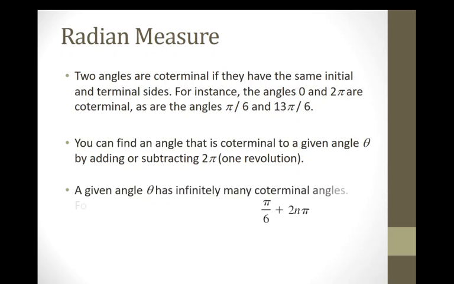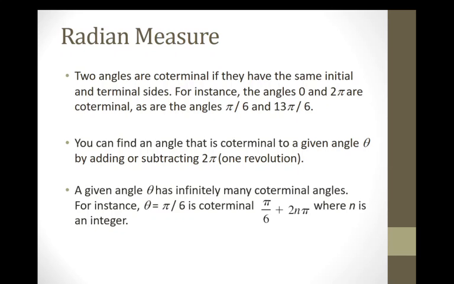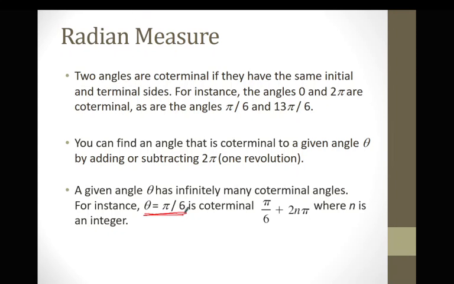basically, two angles are coterminal if they have the same initial and terminal sides. For instance, 0 and 2 pi are coterminal. Okay? The angles pi over 6 and 13 pi over 6 are coterminal. You can find angles that are coterminal by adding or subtracting 2 pi or 1 revolution. And given angles have an infinite number of coterminal angles, and we'll get to that later. Okay? For instance, pi over 6 is coterminal with all angles where we add or subtract 2 pi n.